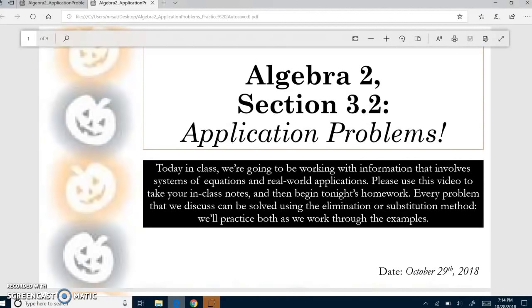So how are these types of linear systems used in the real world? What can they represent? What can they model? And then when we're approaching an application problem, how can we identify the different variables involved? That way we can construct a system and then solve for the unknown variables or the unknown quantities involved.